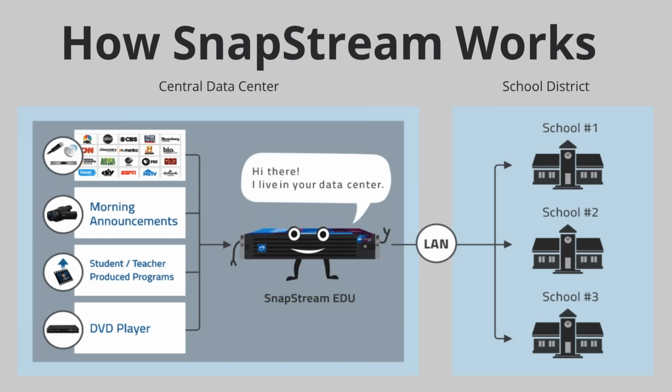So how does SnapStream work? SnapStream works by taking the content, whatever that content is, whether it's the History Channel or CNN, whether it's morning announcements or a DVD, or professional development, and ingesting that either into our server or by way of an encoder, then to the server, and dispersed out over the local network to any end destinations.